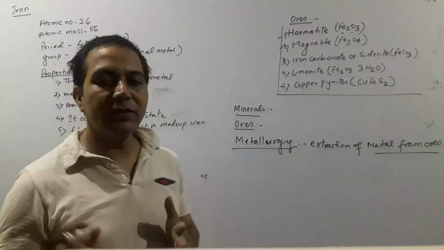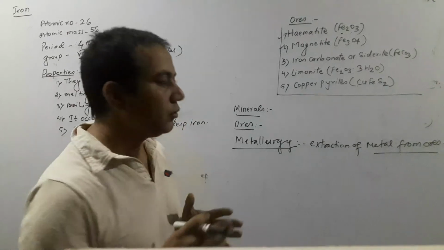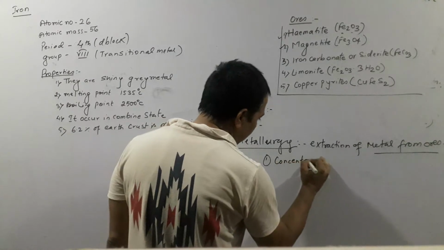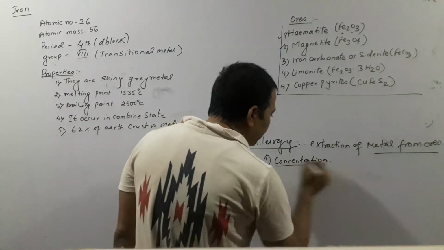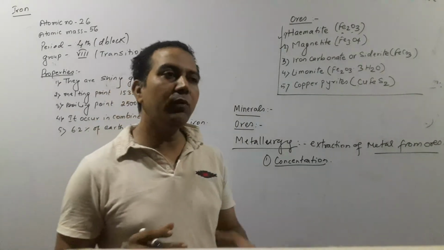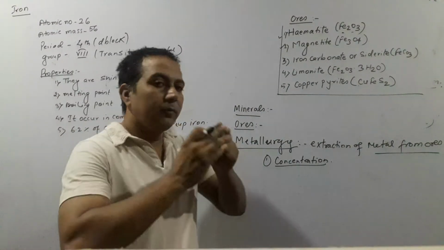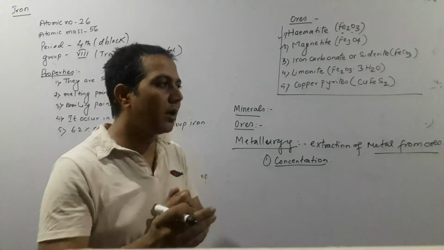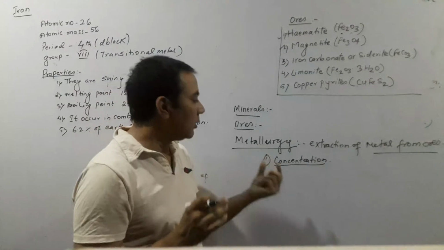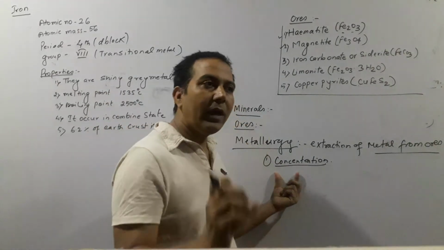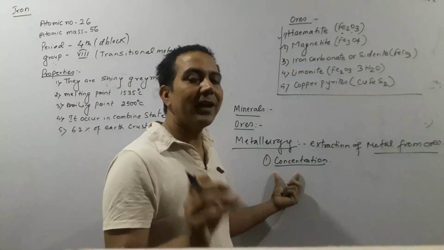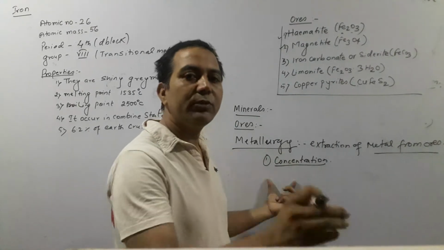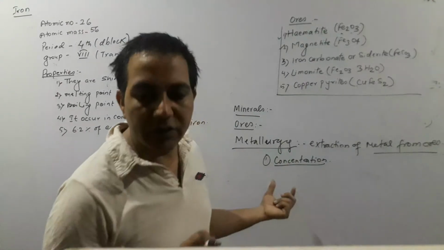There are three major processes. The first process is concentration, in which we are removing all the impurities from the ores as far as possible. So concentration means we are concentrating those metals which we are going to extract, or we are separating the impurities from that metal. That is concentration.